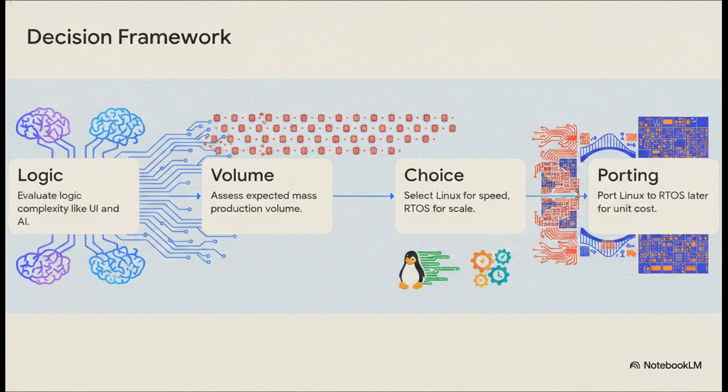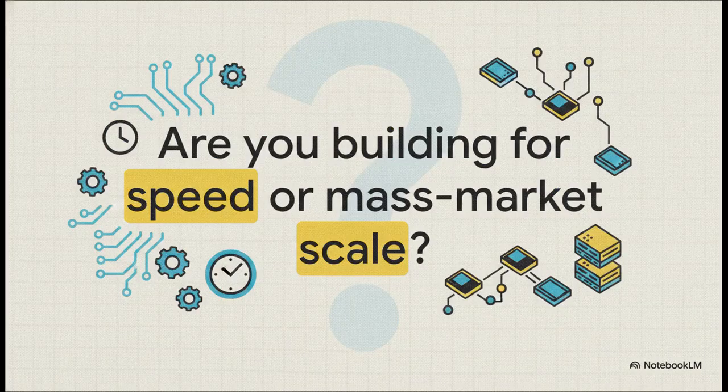Oh, and here's a really fantastic strategic tip. If you start with embedded Linux just to get to market incredibly fast, you can always invest the engineering time to port that application down to FreeRTOS later on, right when your high production volume demands a lower hardware cost. Best of both worlds. Ultimately, your answer to this single question is going to dictate your hardware, your engineering hires, and your time to market.